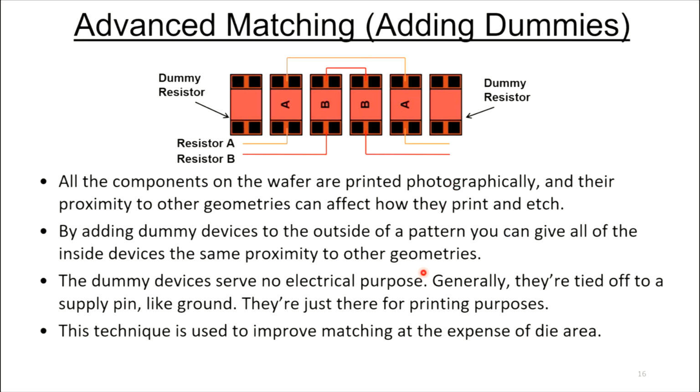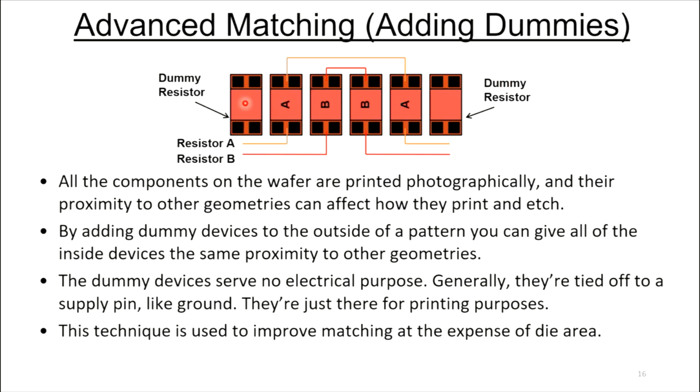All the components on the wafer are printed photographically, and their proximity to other geometries can affect how they're printed and how they're etched. So adding dummy devices, that's these devices on the outside here, to the pattern can give all the devices on the inside the same proximity to other geometries. Resistor A here is right next to another resistor, and resistor B is right next to its neighbors, which look exactly the same. That's going to make all these inside resistors match better.